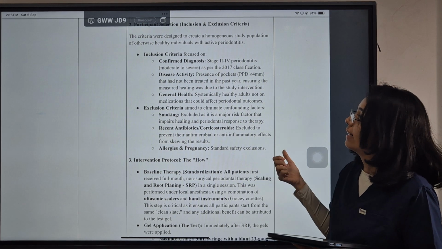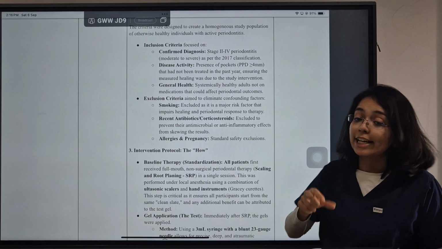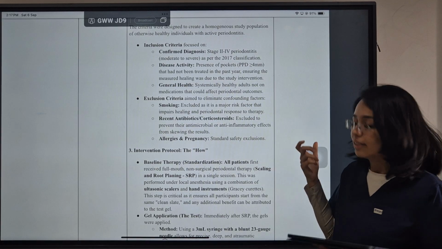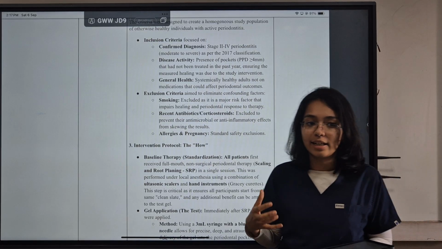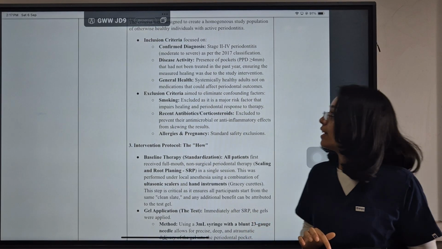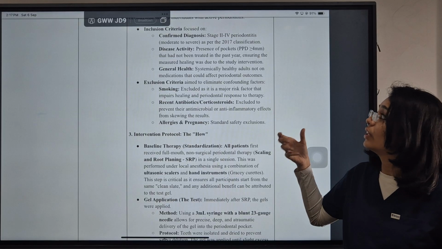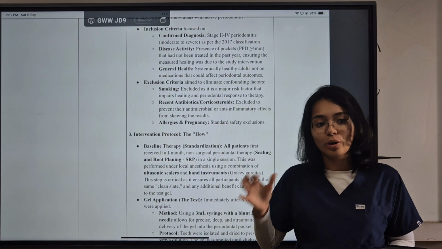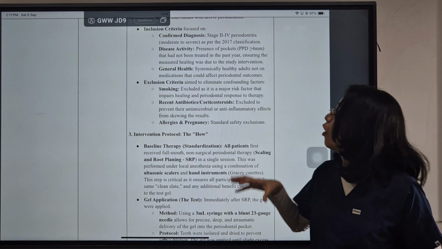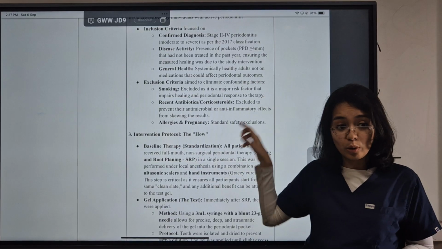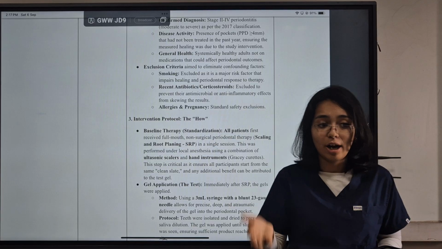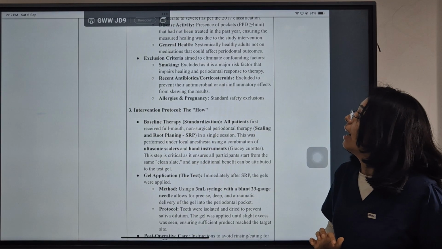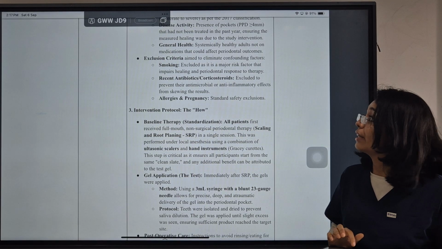So the inclusion criteria focused on stage 2 to 4 periodontitis patients, that is moderate to severe basically. It was categorized based on the 2017 classification. And then the disease activity was noted, that is they were only included if they had periodontal pockets greater than or equal to 4 mm. And they also made sure that they had not been treated previously. And then their general health was also taken into account.